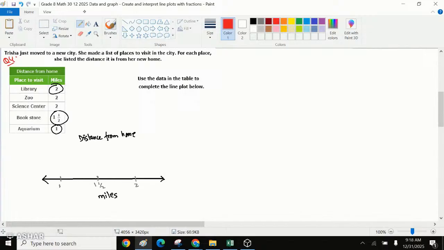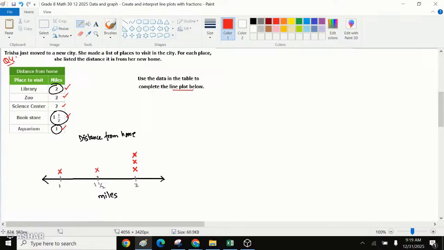Library was how many miles away? It was 2 miles. We make an X at library. The zoo itself was 2 miles away. So up till now, there are 2 destinations which are 2 miles away from home. Science center was also 2 miles away. Bookstore was 1.5, 1 2/4. And the aquarium was 1 mile away from home. So this is the line plot.